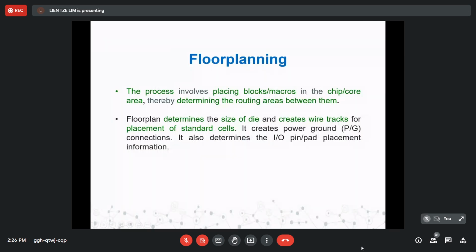About floor planning. It is the process involved in placing blocks or macros in the chip or core area, thereby determining the routing area between them. Floor plan determines the size of the die and creates wire tracks for placements of standard cells. It creates power ground connections. It also determines the input-output pins or pad placements information.